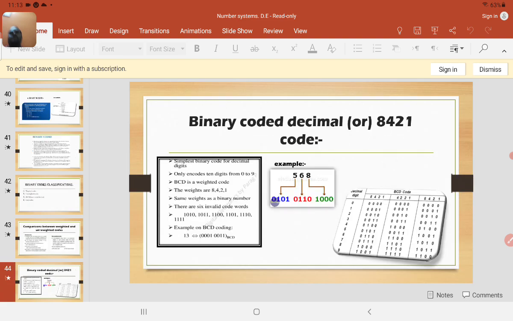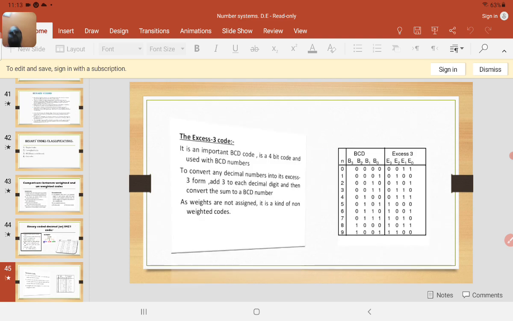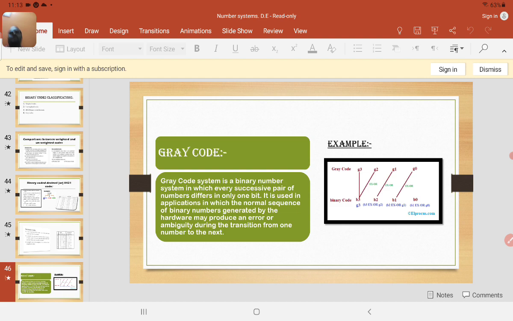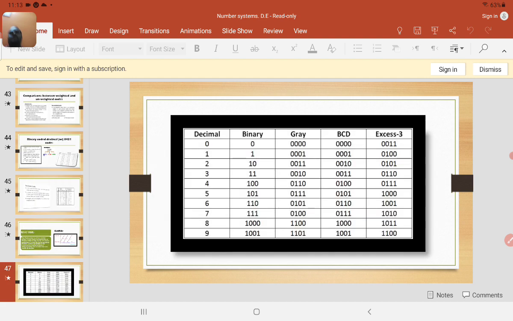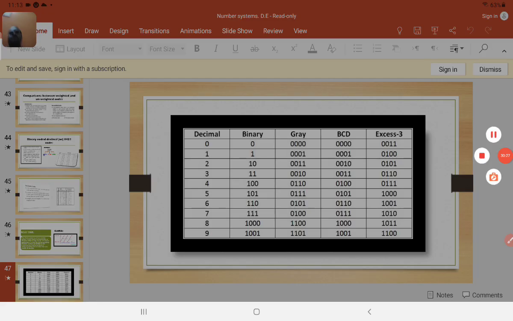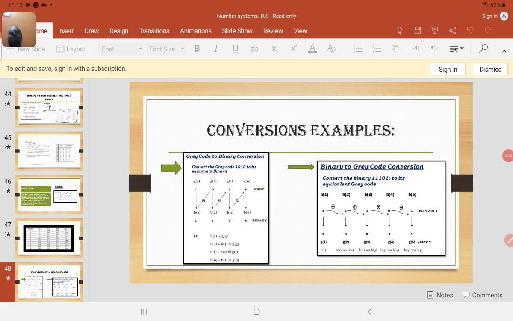The 8421 code is given, the XS3 code is also given, and the gray code is given here. Also the table for all these codes: decimal, binary, gray code, BCD, and XS3 is given, along with the conversions, how we convert gray into binary and binary into gray code. So these are all the conversions, converting one number system to another. Binary arithmetic was discussed, and also 1's and 2's complements were discussed. These are the total number systems.